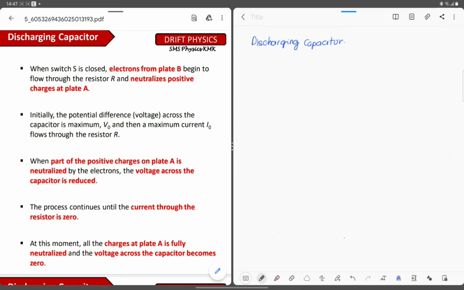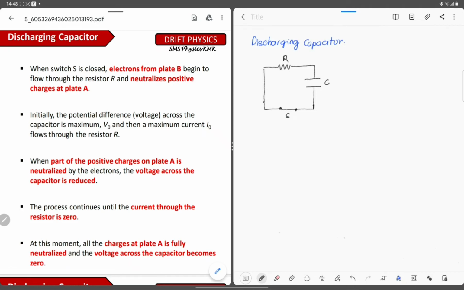Alright, now let me sketch for you first. When we want to discharge a capacitor, we must have a resistor. And this is my capacitor that is fully charged, and I have a switch. Let me label it as switch S. And this is my capacitor.